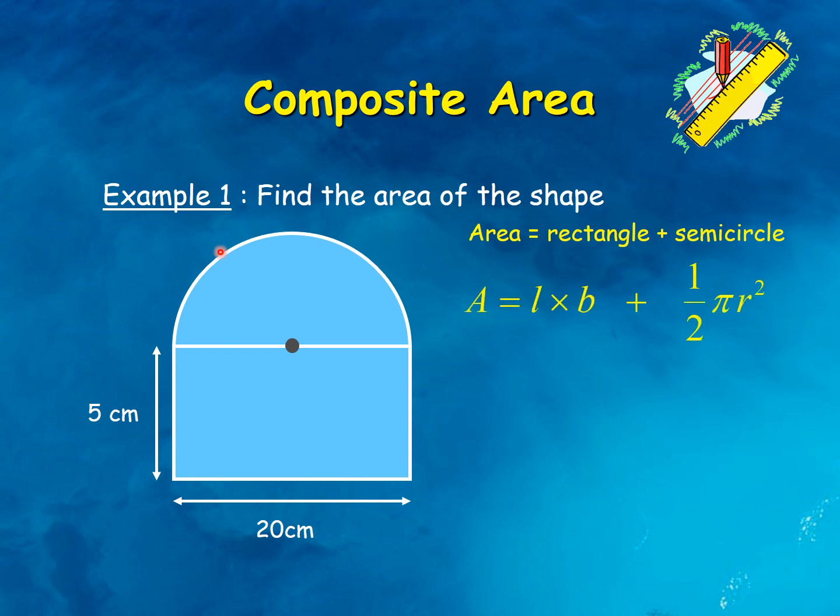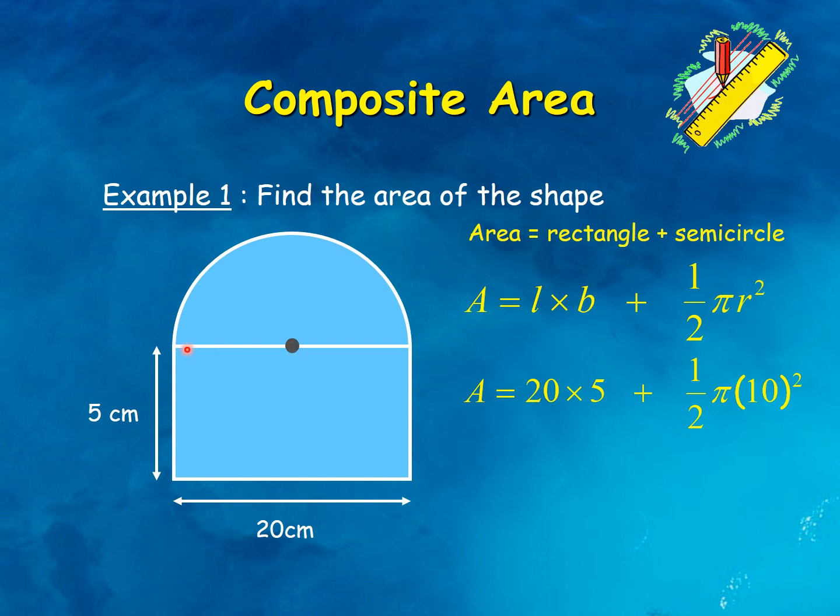Okay. See, look at this. This is the half of a full circle. So to find the area of the rectangle, we'll use the formula length times breadth, plus the semicircle. We know pi r squared is the area of the full circle. So the area of the semicircle will be half pi r squared. So we'll replace the values. Length will be 20, breadth will be 5, and we'll replace the r with 10.